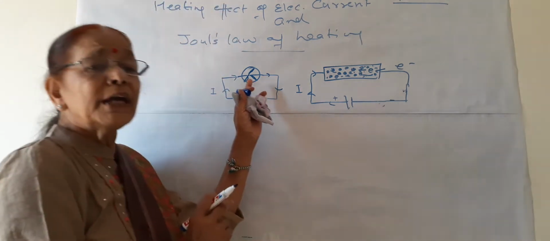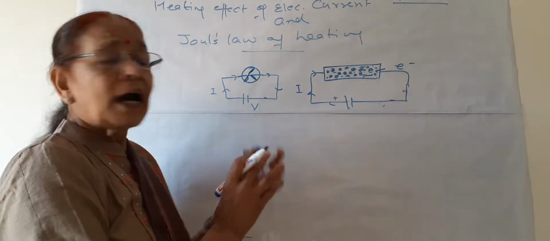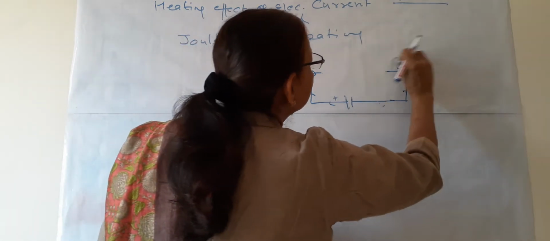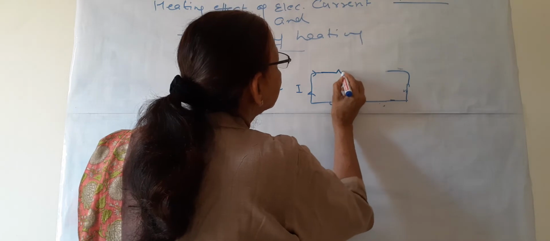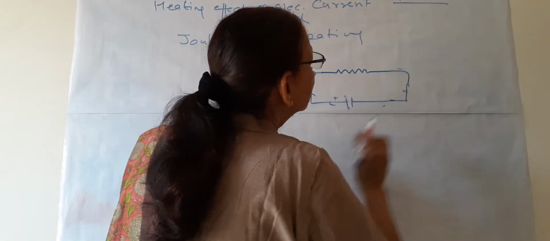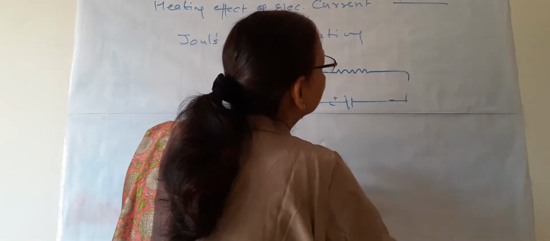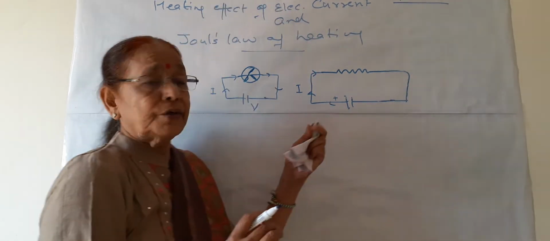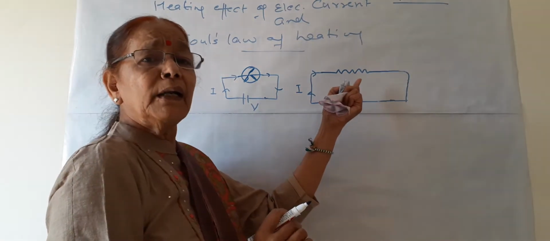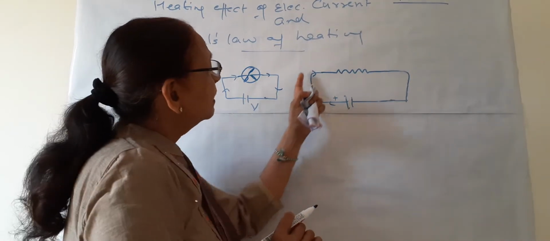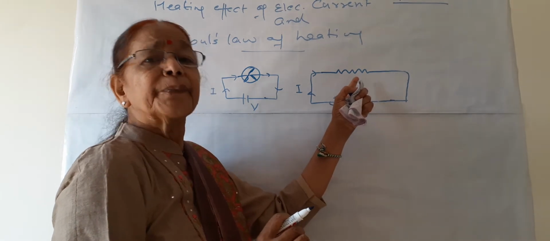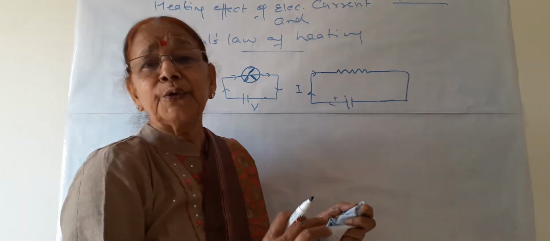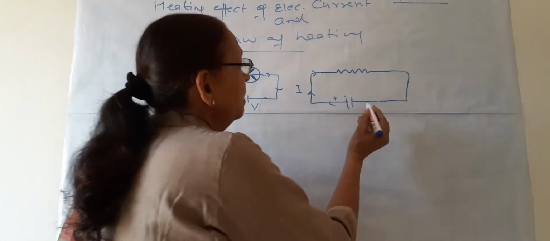In this case, we have seen some electrical appliances being used. Suppose instead of electrical appliances, only a pure resistor is used, then this circuit is known as a pure resistor circuit. No useful work is to be done. The current going through this resistor will convert most of the electrical energy to heat energy.